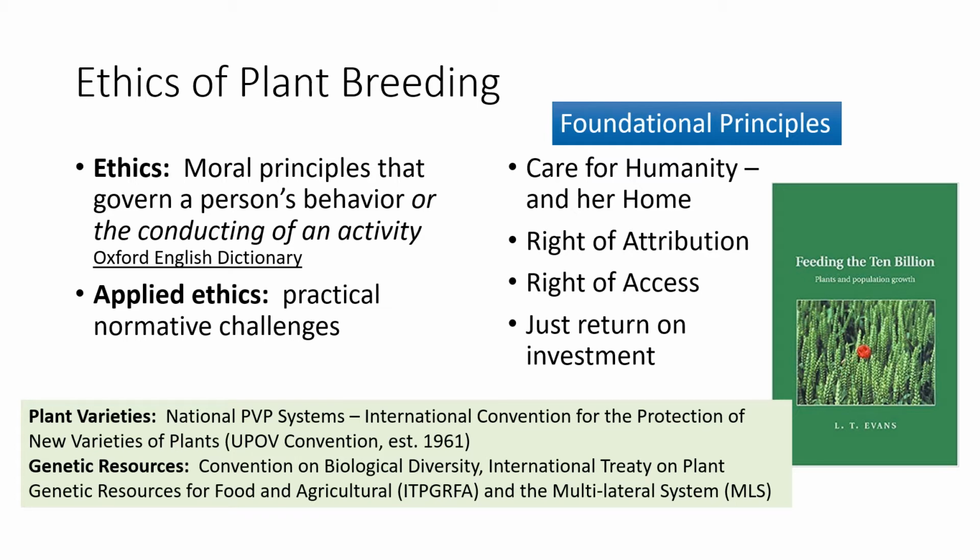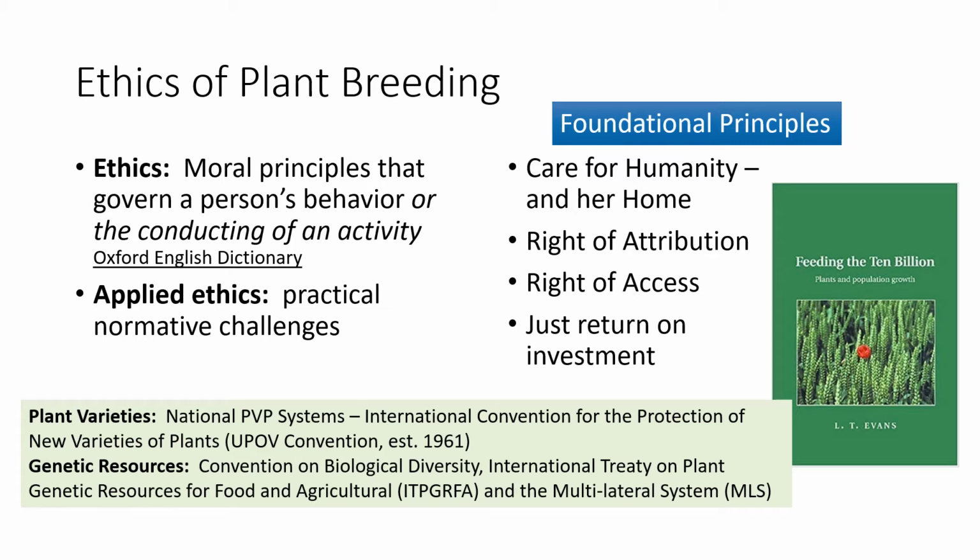Secondly, breeders adhere to an ethic of attribution, the right of the breeder to recognition for that which she has created. Coupled with the ethic of attribution is an ethic of access, that my fellow breeders have a right to be able to use my finished germplasm as parents in their breeding efforts. Finally, breeders generally recognize the need for a just return on the economic investment made in plant breeding, which is essential to support the ongoing investment in the activity of crop improvement.